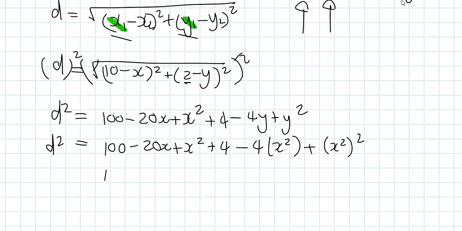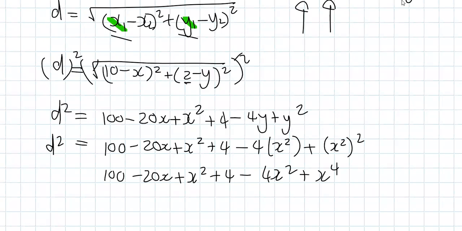If we finish this up: d squared equals 100 minus 20x plus x squared plus 4 minus 4x squared plus x to the power of, 2 times 2 is 4, so x to the power of 4.